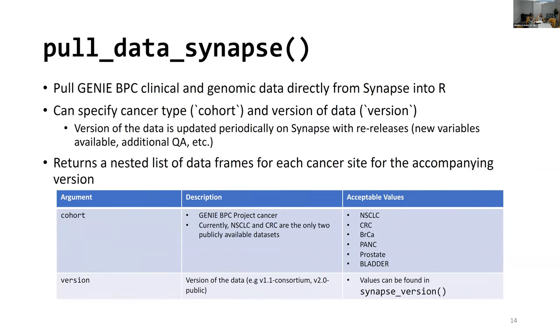The pull data synapse function pulls the GENIE-BPC clinical and genomic data directly from Synapse into R. It has two arguments, which are cancer type or cohort, and the version of the data. Keep in mind that versions of the data are updated periodically with releases of new variables and additional QA. This function returns a nested list of data frames for each cancer site for the accompanying version of data release.